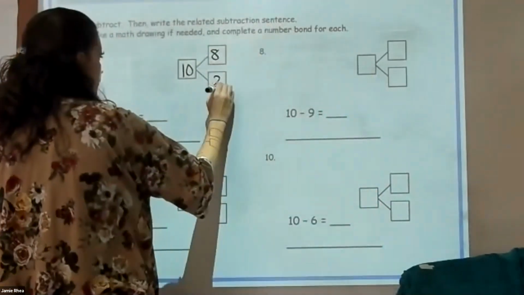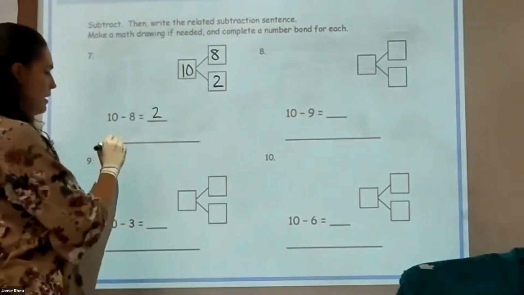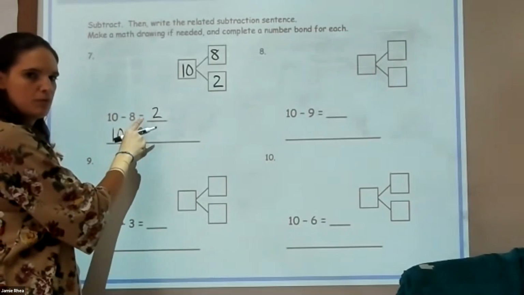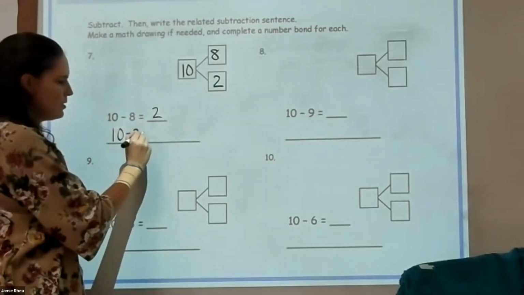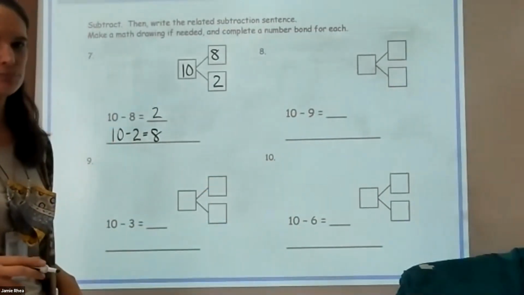Now, how can I make my related math sentence? I know I'm going to have 10 first. 10 minus, remember we're flipping these, 2 is going to come first, equals 8. That's what you're going to do with number 10 also, okay?